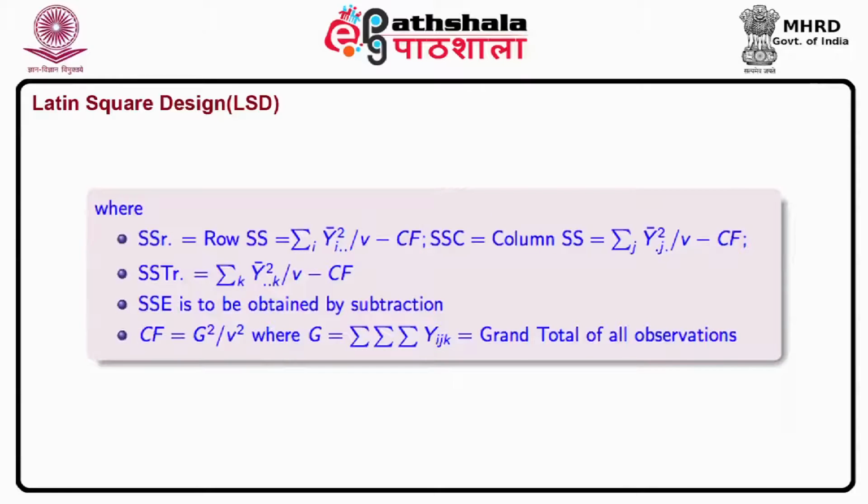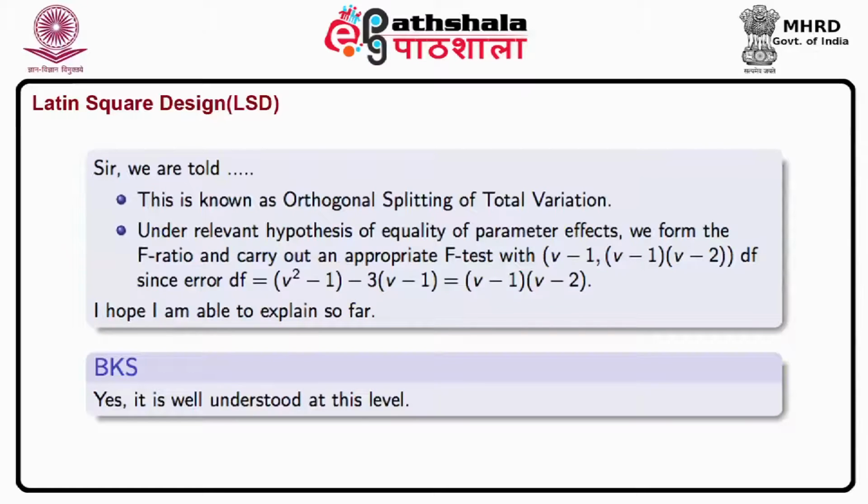So, here are the formulas. SSR is equal to this. You can skip this and then. Yes, sir. So, you have got the formula for row, formula for column, formula for treatment. And SSE is to be obtained by subtraction from the total. Yes, sir. And here is the correction factor, which is G square by v square. Okay. Now, sir, we are told that this is also known as orthogonal splitting of total variation.